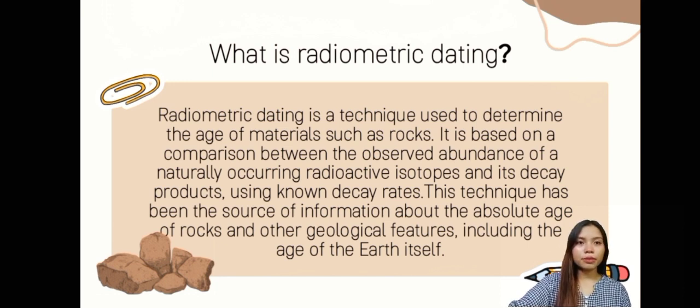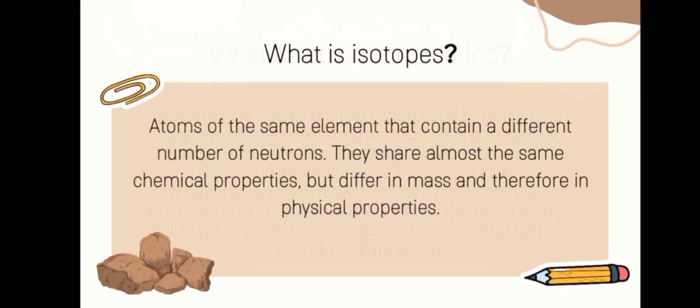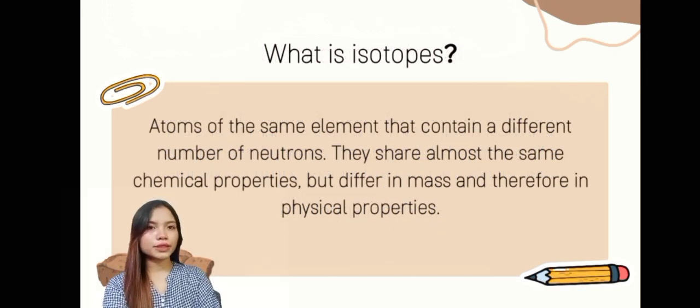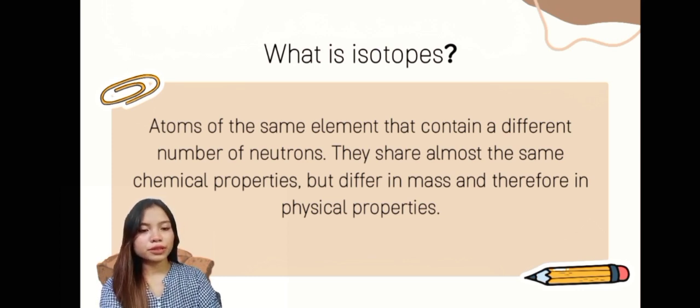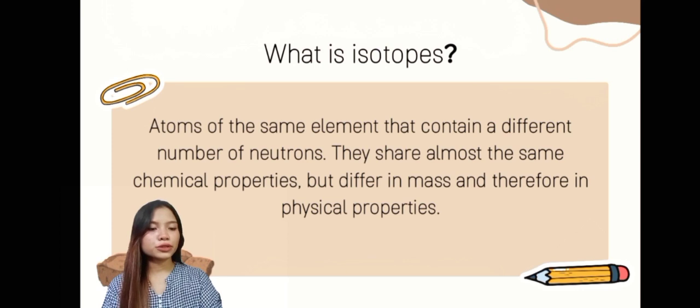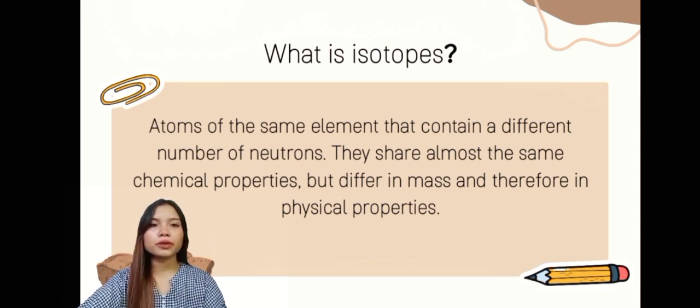But to understand radiometric dating better, we need to first identify what isotopes are. So, what are isotopes? Atoms of the same element that contain a different number of neutrons. They share almost the same chemical properties but differ in mass and therefore in physical properties. So isotopes are the elements that have the same protons but differ in neutrons.